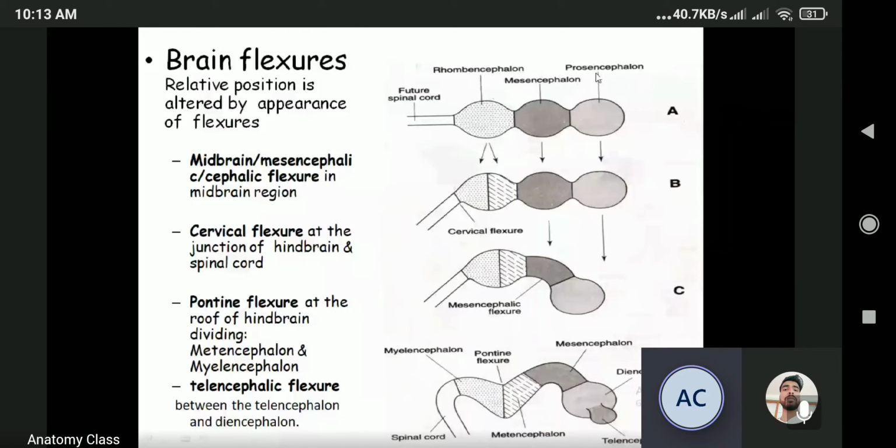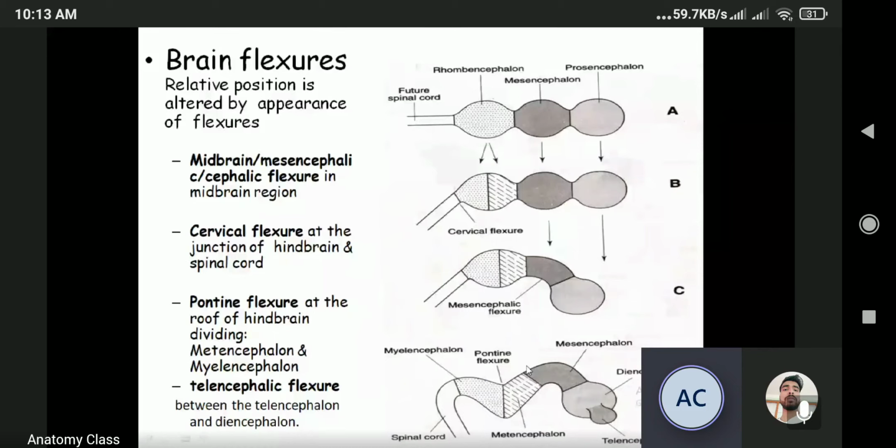First is prosencephalon, mesencephalon, rhombencephalon. So here, what is happening? Mesencephalic flexure will occur here. After that, cervical flexure will form, and after that, pontine flexure will come. So it is divided like this.